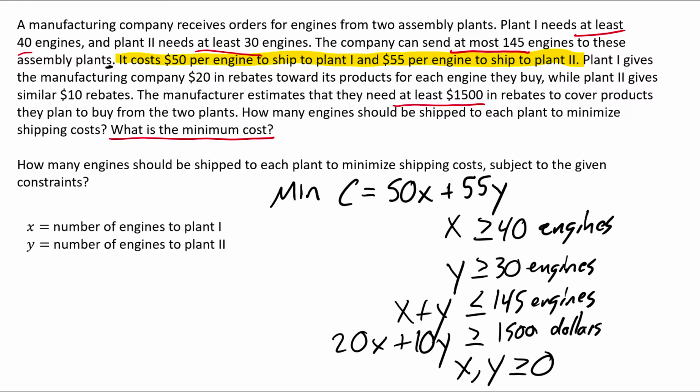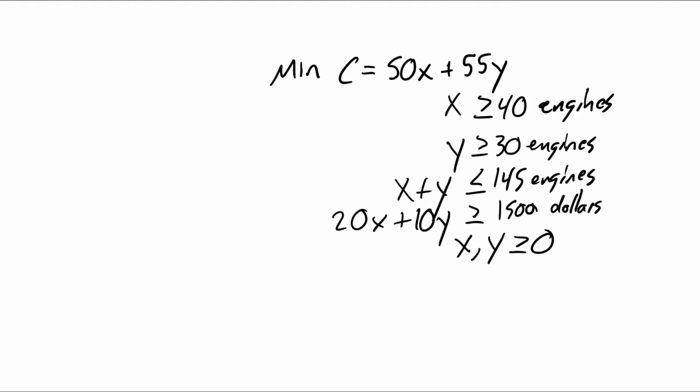And then the non-negative constraints. So always those 3 things, every single word problem where we are trying to minimize or maximize something. All right, now that we have all of that done, we can start the process of finding our minimum by solving our inequalities for y. That way we can graph them, find the feasible region, then find our corner points, then find our minimum.